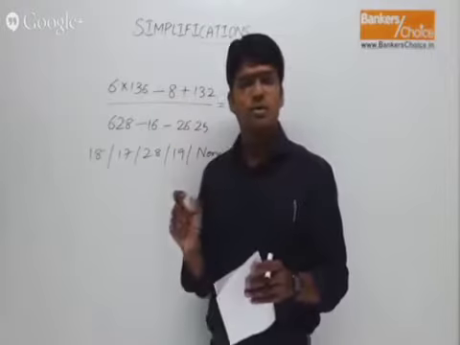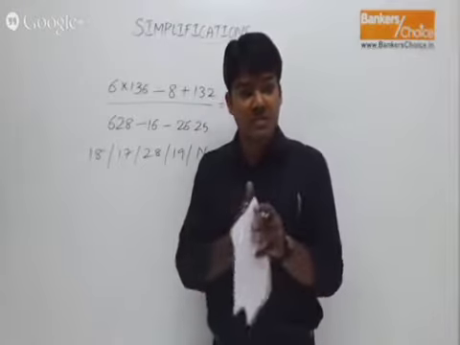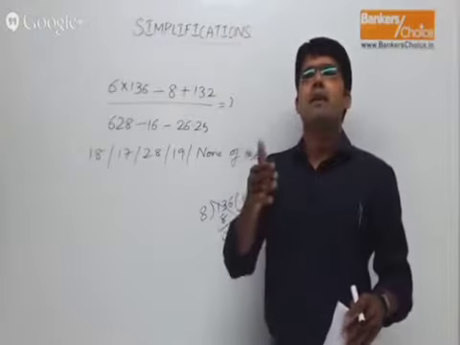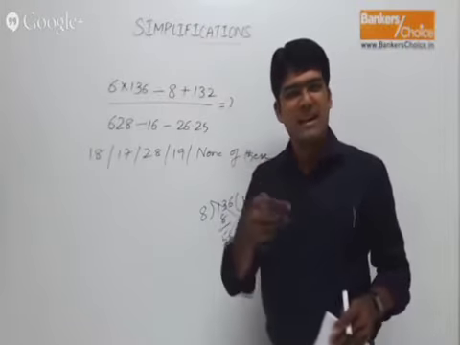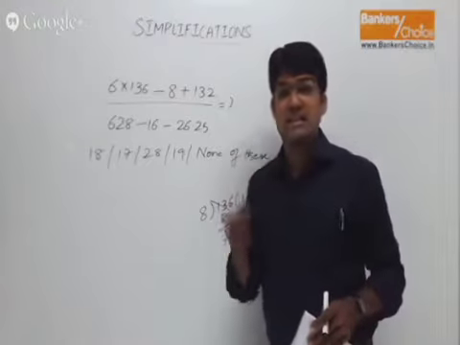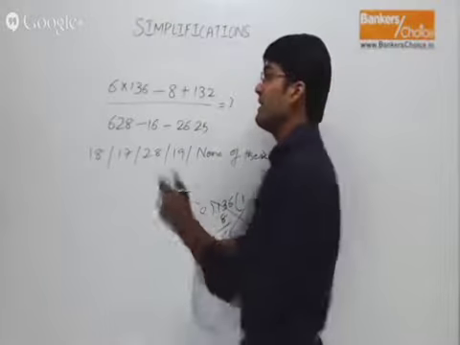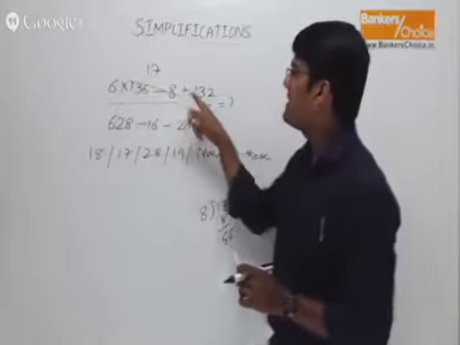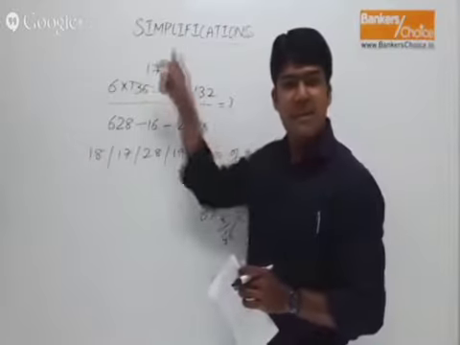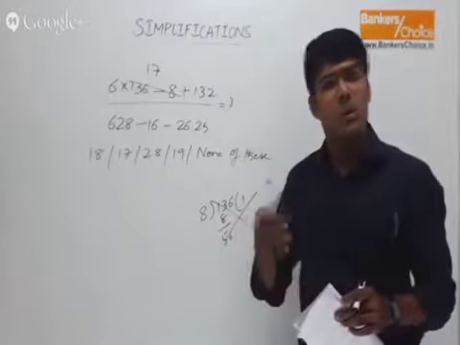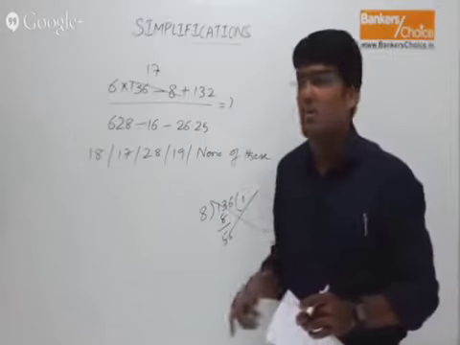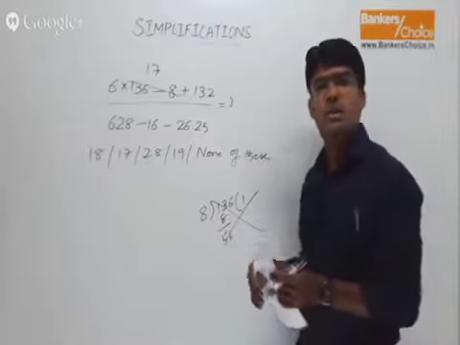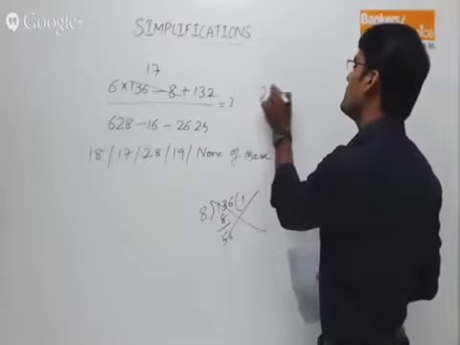136 by 8. What do you do? If you have gone through the speed maths video, split the numerator. 136 is not just 136. I can say it's 80 plus 56. So 80 by 8 is 10, 56 by 8 is 7, 10 plus 7 is 17. So this part becomes 17. Then 6 into 17 plus 132. Next multiplication, 6 into 17 is 102, right? You must remember this, 102. 102 plus 132 is 234. So the numerator here is 234.